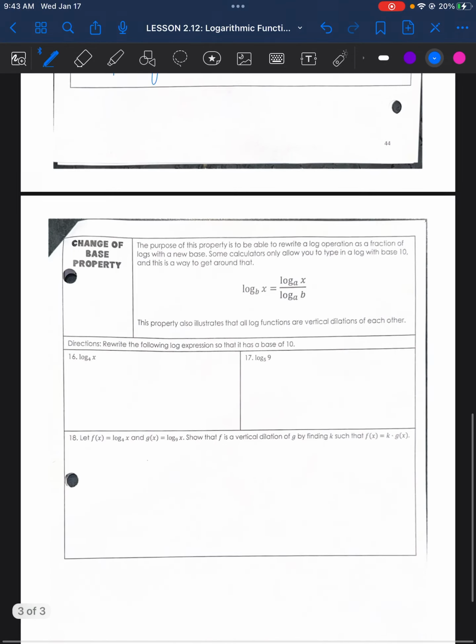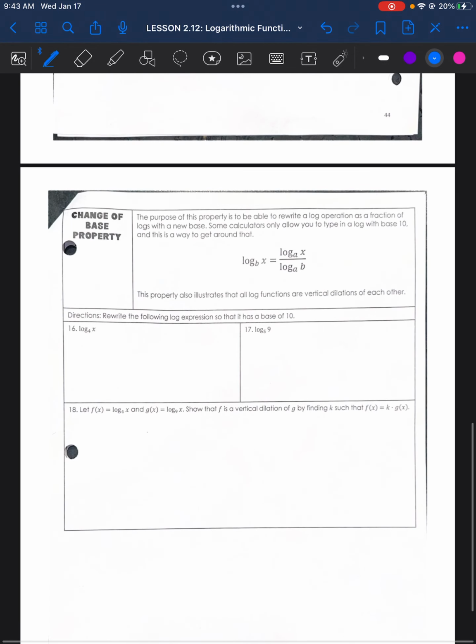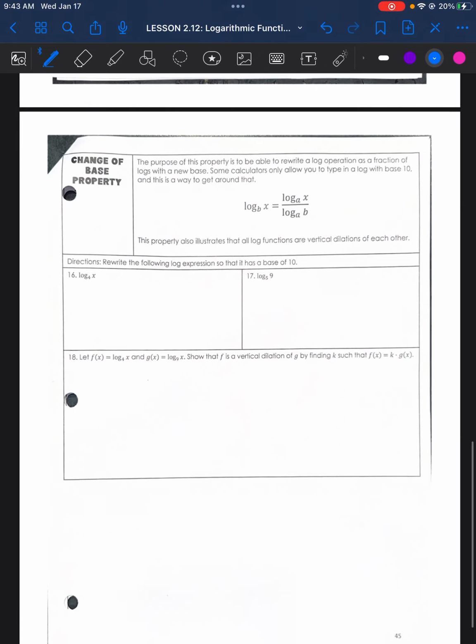All right, and the last thing that we're going to do is called the change of base property. The reason for doing this is way back before we had the nice calculators, most calculators you could only type in regular log with a base of 10. You couldn't change the base. Like you couldn't type anything in with a different base. Now we can, so we don't necessarily need to use this, but it's still something that's taught.